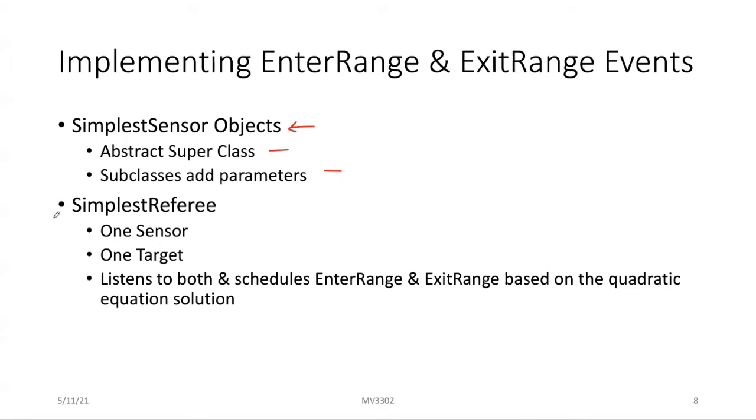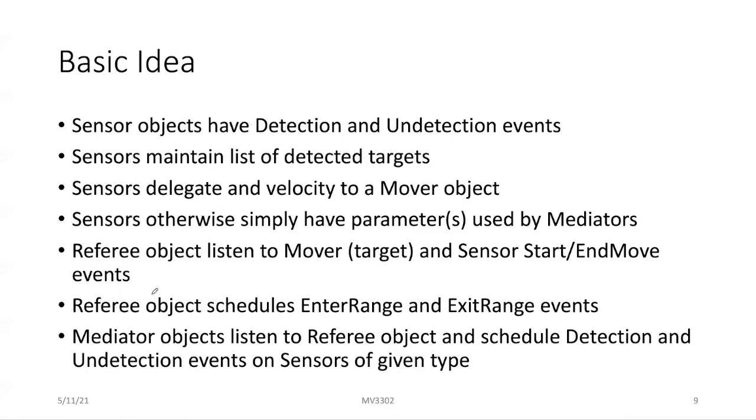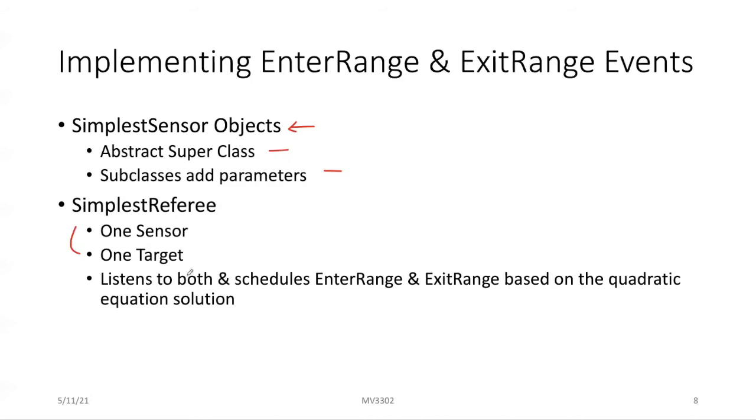In order to do the enter and exit range events, our simplest referee is just going to deal with one sensor and one target. It's going to listen to both the sensor and the target for their events, and it will schedule the enter range and exit range based on the quadratic equation solution. That is everything that we just did; we're going to do it on the computer, and then use what we've learned from that to schedule the enter and exit range events. So that's what we're after here.